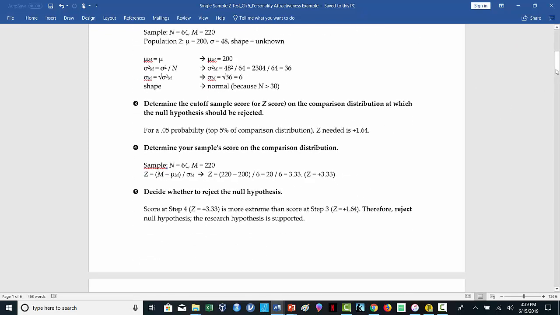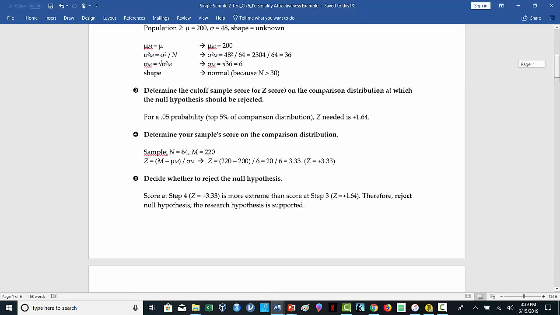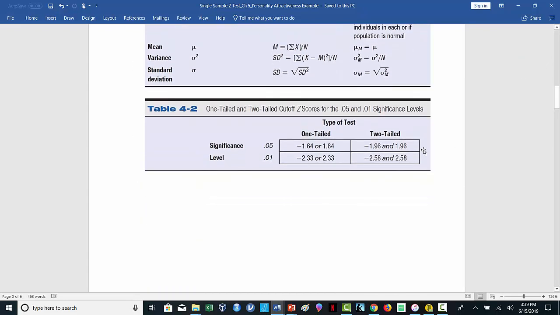Just by convention, the 0.05 significance level is kind of the standard. We use the exact same table we did in the previous chapter, and we can figure out what the cutoff z-score is. We have a one-tailed test because we have a directional prediction. We're using the 0.05 significance level like we usually would in psychology. And so in this case, here's what the cutoff score would be.